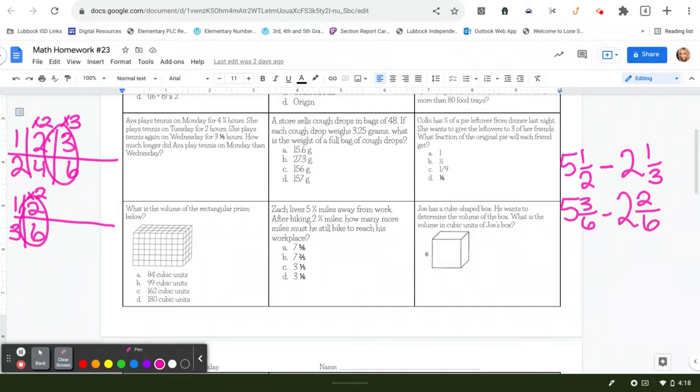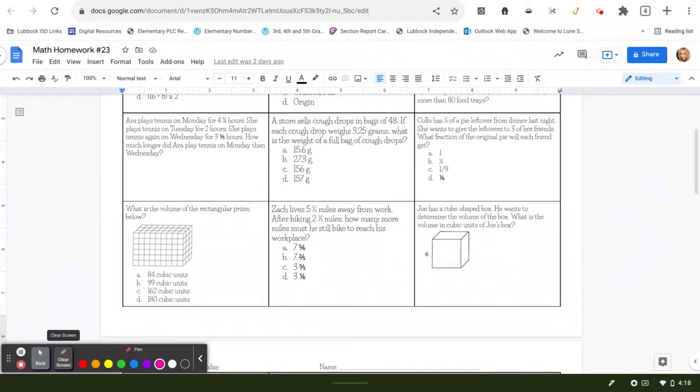So here's another problem where if you would like to use your number line, you can, but you don't have to because 3 is greater than 2. Our numerator in the larger place is greater than the numerator in the smaller digit. So I can do 5 minus 2 gives me 3. 3 minus 2 gives me 1, and my denominator does not change. Okay?